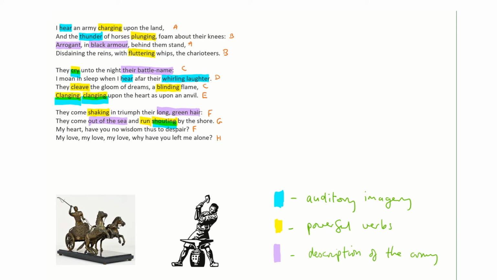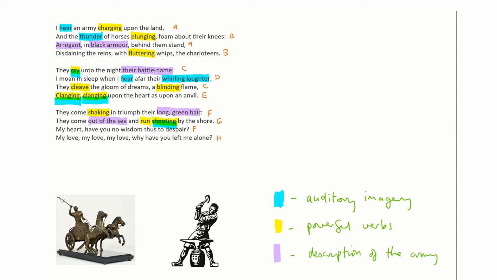And then in the final two lines, the speaker asks these sort of rhetorical questions, which I really think help clarify that this is a poem that, yes, appears to be about an army, but in fact is dealing with something a little bit more, and that the army represents a sort of series of negative emotions. Because the speaker asks, "My heart, have you no wisdom thus to despair?" So thus meaning here in this way. So my heart, have you no wisdom to despair in this fashion?